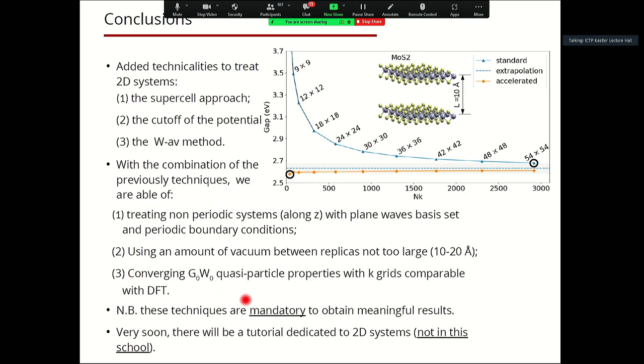A brief note: these techniques seem like they just speed things up, but in most cases, it makes the difference between a calculation that you can or cannot do. Thus, these are more or less mandatory.